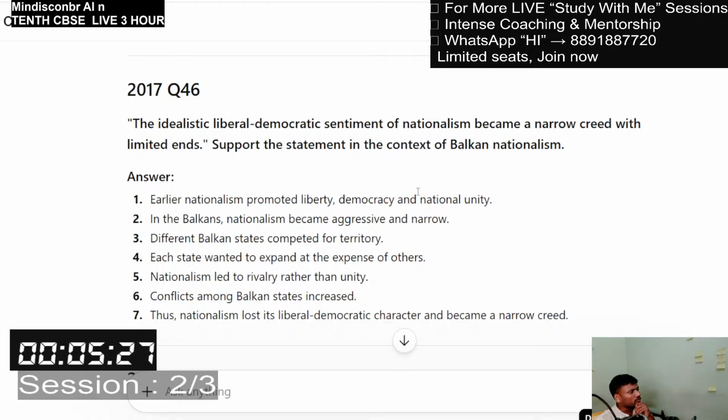Support the statement in the context of Balkan nationalism. Earlier, nationalism promoted liberty, democracy, and national unity. But in the Balkans, nationalism became aggressive and narrow. Different Balkan states competed for territory. Each state wanted to expand at the expense of others. Nationalism led to rivalry rather than unity. Conflicts among Balkan states increased. Thus, nationalism lost its liberal democratic character and became a narrow creed.